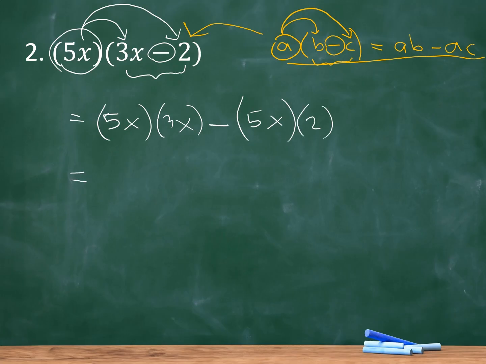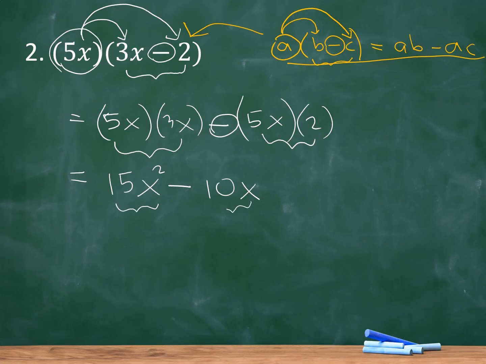Then we multiply 5x and 3x, that's 15x squared, and then we have the minus, copy minus, and then 5x times 2 is 10x. Now take note, we cannot subtract these two terms any further because the first term has a variable x squared and the second term has a variable x. They are not like terms, so we cannot subtract them any further. So this will be our final answer, 15x squared minus 10x.